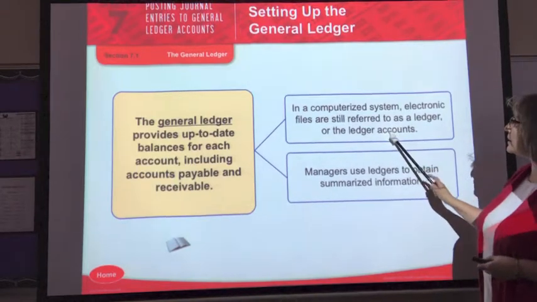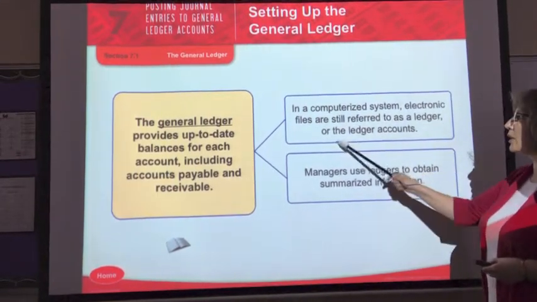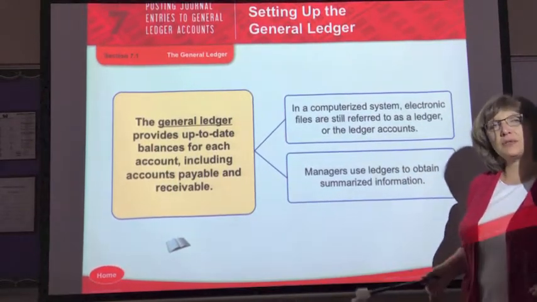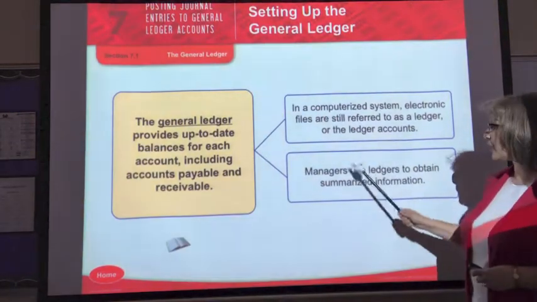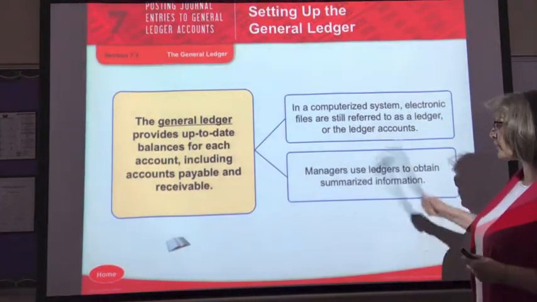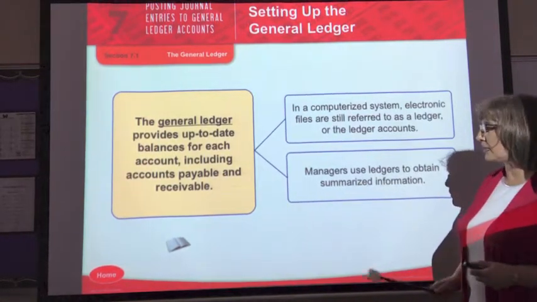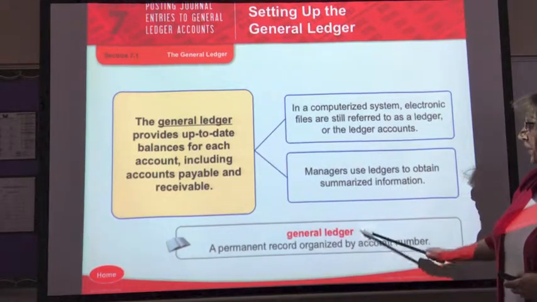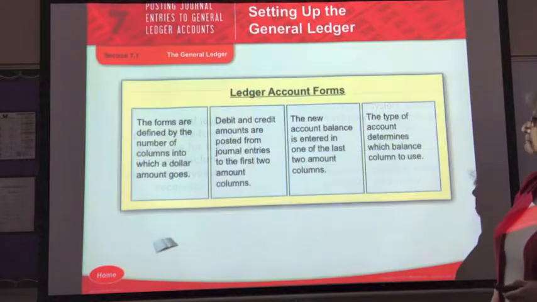In a computerized system, electronic files are still referred to as a ledger or a ledger account. Just because it's computerized doesn't mean that it's going to be different. We're still going to have individual accounts for each account under each of our classifications. Managers use ledgers to obtain summarized information. We've said that before, it's a little redundant. We're going to call that collection of accounts a general ledger.